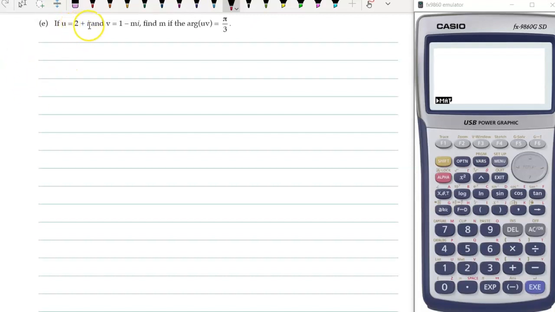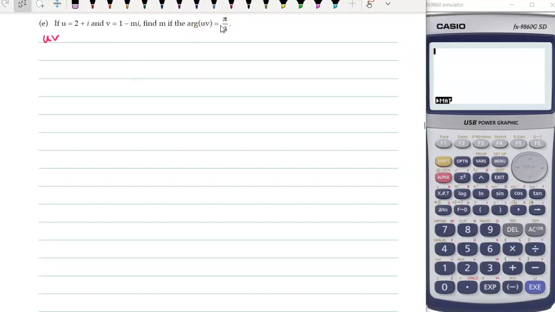Part E, we've got u and v, but within the v we have this m that we don't know. We need to work out what m needs to be so that the argument of u times v makes pi by 3. So let's first of all write down what uv would be. So this would be 2 plus i times 1 minus mi. So if we expand that, we will have 2 plus i minus 2mi minus mi squared.